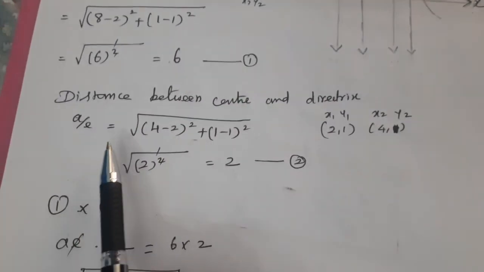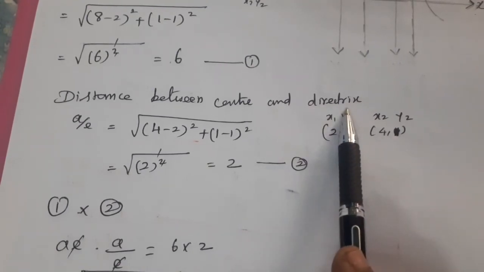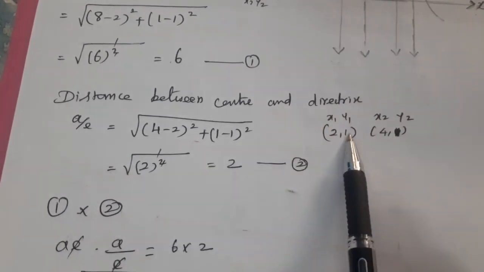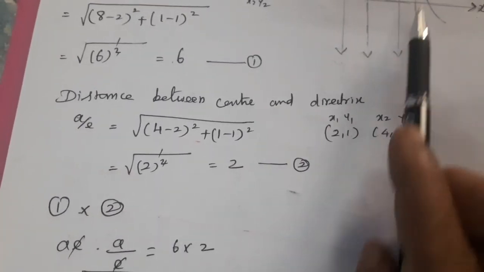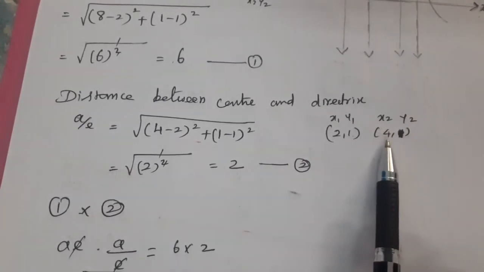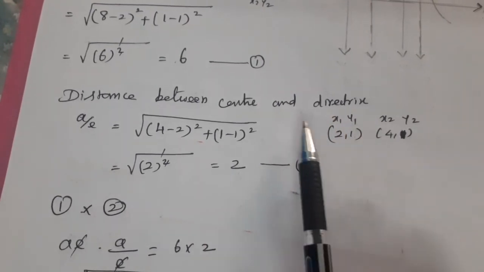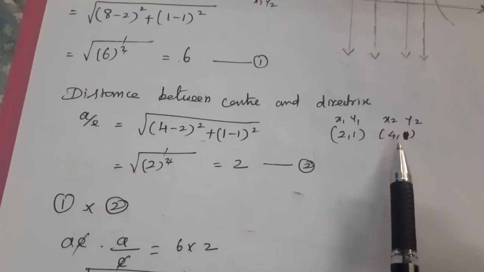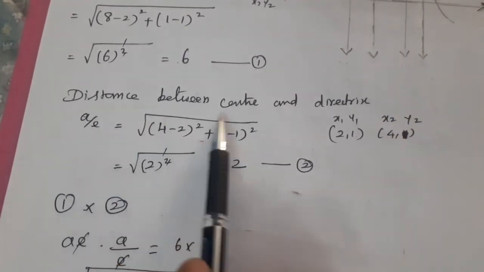One more is given: the distance between the center and the directrix. What is our center? The center is 2 comma 1. Directrix x equal to 4 means the y coordinate is moving 1 unit, so we keep the center point as given, 2 comma 1, and for the directrix we take 4 comma 1.